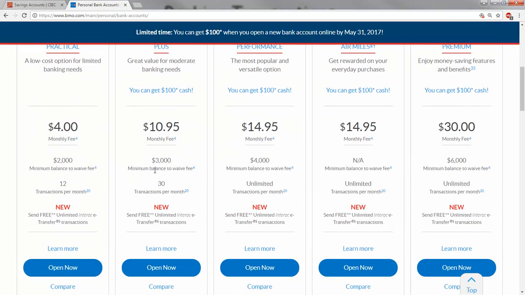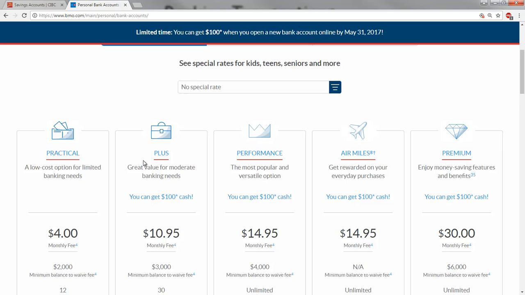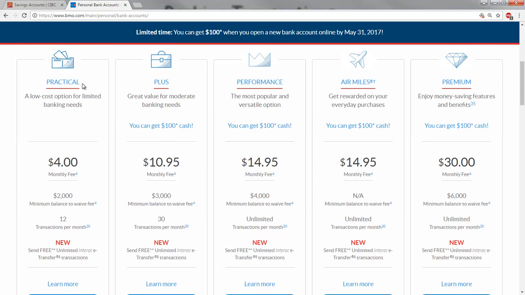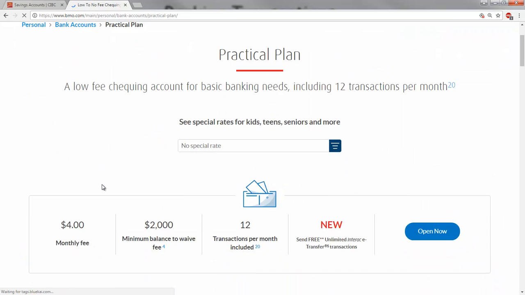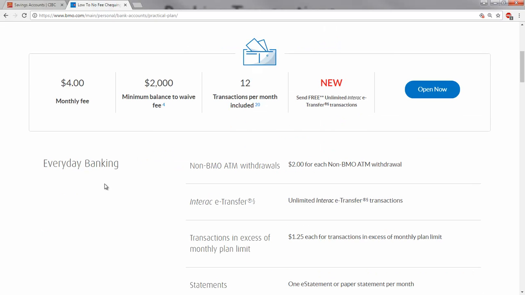So checking, I've actually picked the checking one here now, similar to the first one for the CIBC example. This practical one has a $4 monthly fee. You get to waive the $4 fee if you have $2,000 or more in your account all the time in a month. You get 12 transactions per month, and you pay above that. We go into the Learn More. There's the same fee as the CIBC, $1.25 per transaction once you get past the 12.